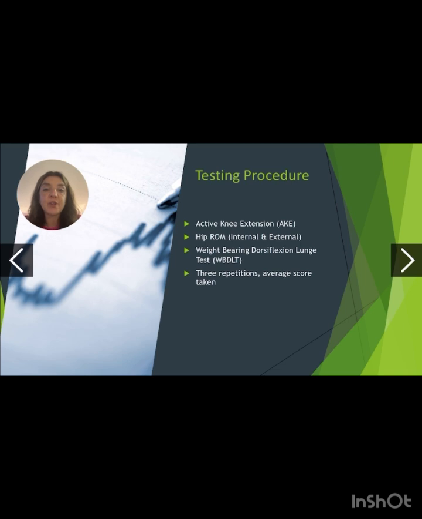Testing procedures. We will perform 3 specific tests: the active knee extension test, the hip range of motion test, internal and external, and then the weight bearing dorsiflexion lunge test. I will take the average of 3 repetitions for each, and then I will compare it to the norm data.